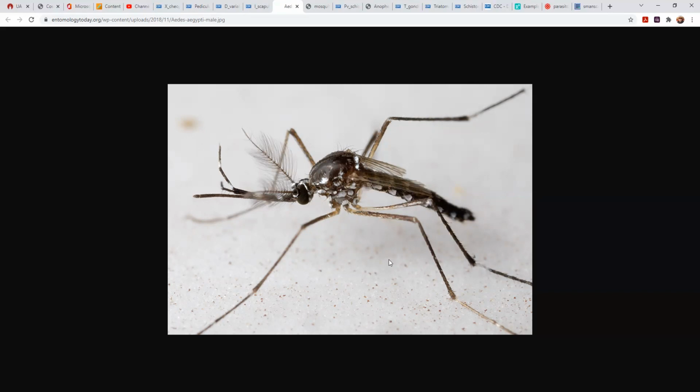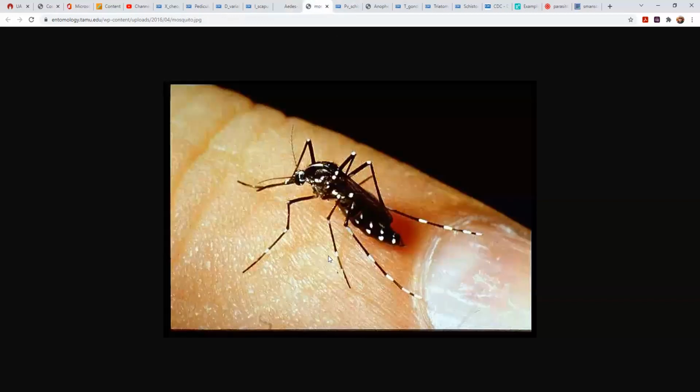Remember that males don't take blood meals. Okay, only the females take the blood meals. So this would be a male Aedes aegypti. Aedes mosquitoes spread yellow fever, among others. Now, when I take a look at the female, okay, so here's the female. Notice the antenna.